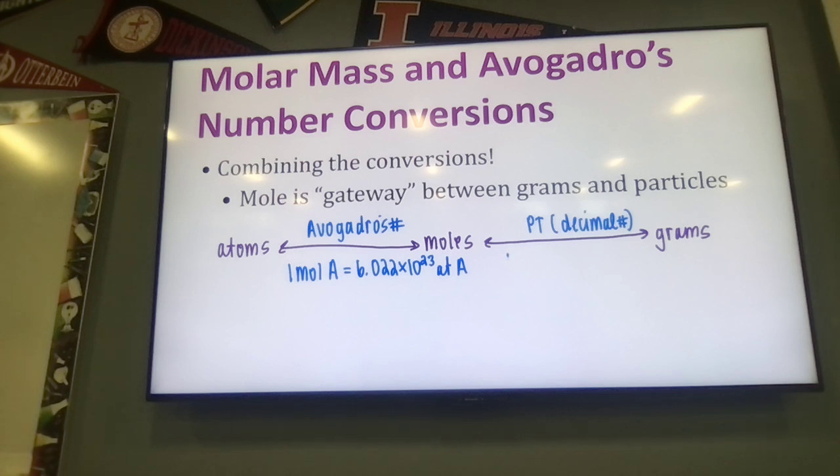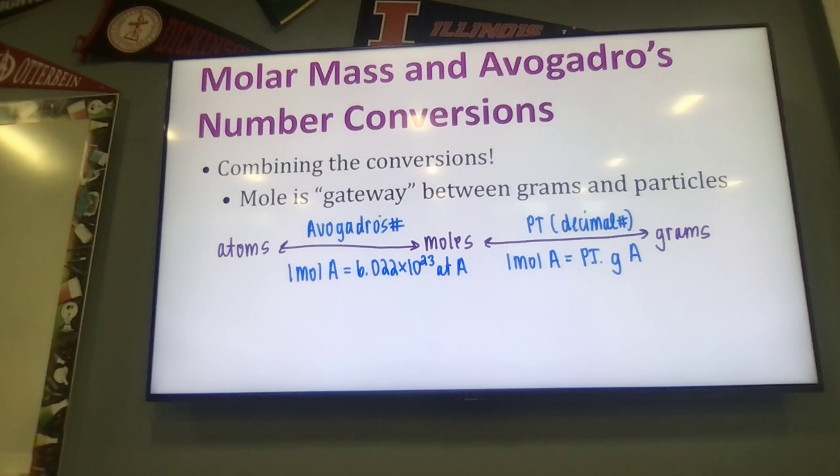And so your other relationship to know is that 1 mole of any element is your periodic table number of grams for that element. And we talked Friday, it should make sense that they have different masses, just like a dozen paper clips had a different mass than a dozen keys. A mole of one element is going to have a different mass than a mole of another element because they are different sizes.